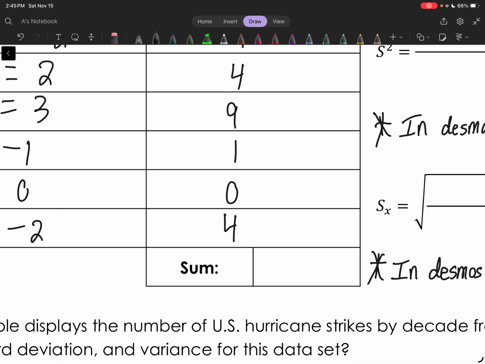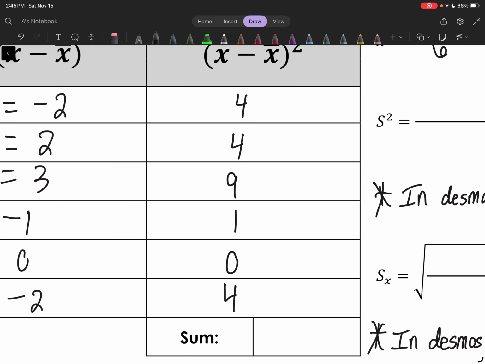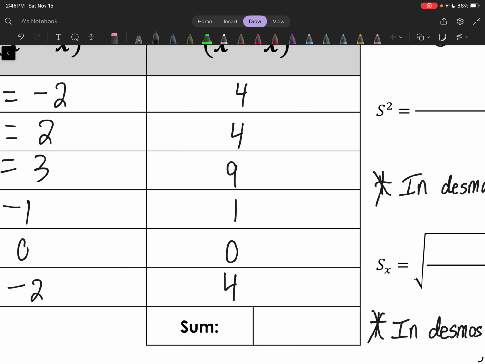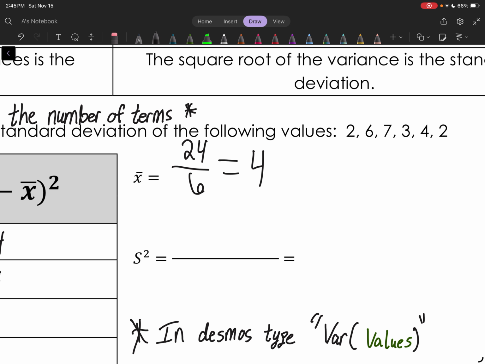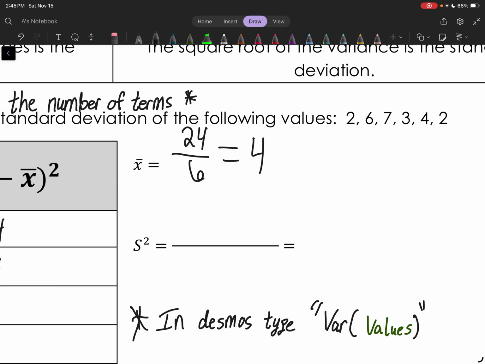Now we're going to take the sum of these numbers. 4 plus 4 is 8, plus 9 is 17, plus 1 is 18, plus 4 is 22. Alright, my variance then is going to be 22 divided by 6 minus 1, which is 5. That gives 4.4.